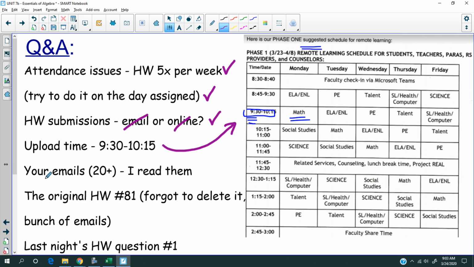I got about 20 plus emails yesterday, guys. I read all of them, so that's why I'm making this list, because one of the impressions that I'm getting is that you guys are also sending emails to your other teachers, and then in turn they have to answer like 20 emails, and maybe 10 of them have the same questions. So I don't want to be that person. I don't want to have to type in the same answer over and over again. This is why we're doing this right now. I'm answering all your questions.